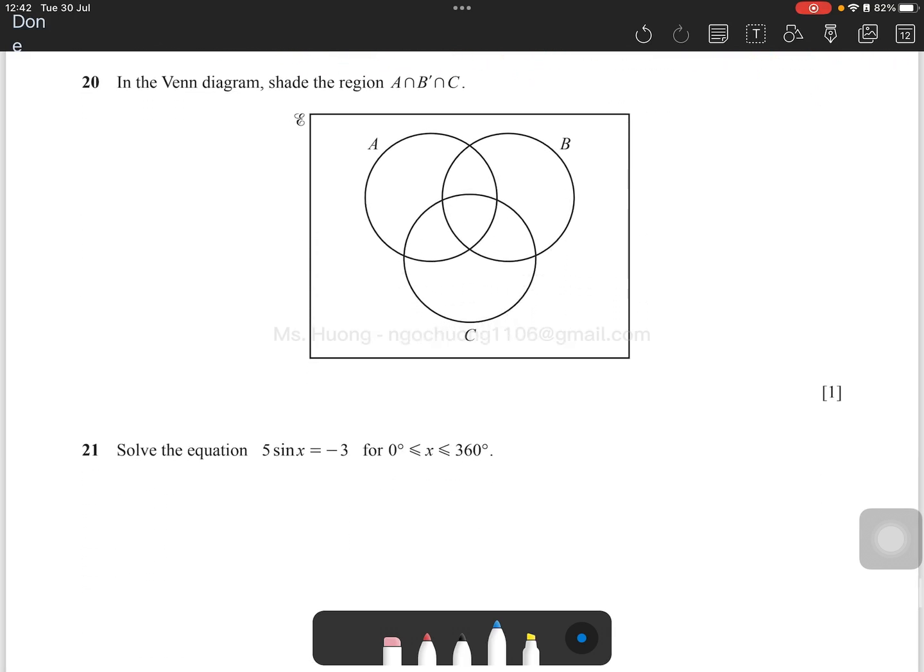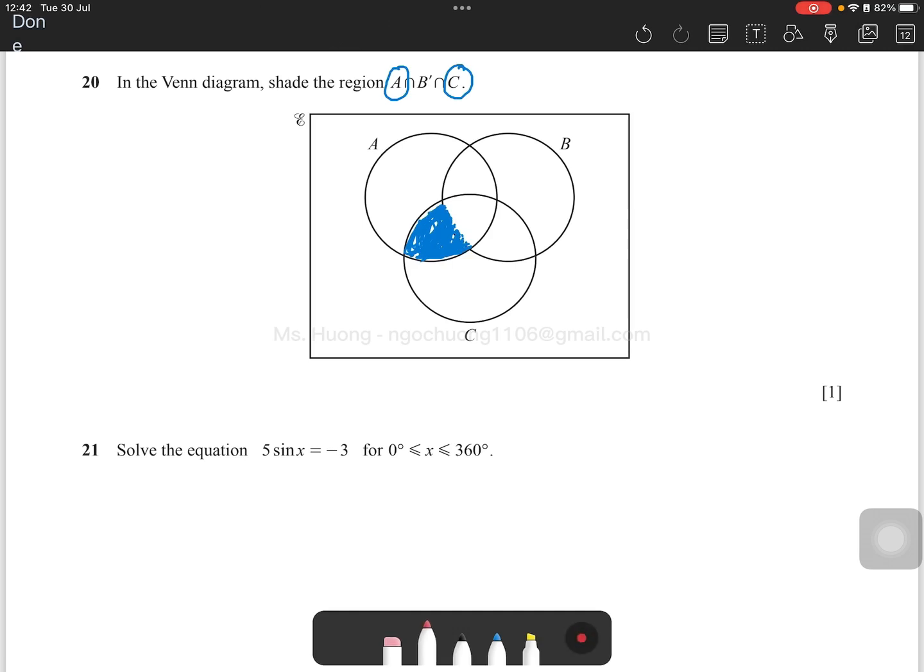Question 20. In the Venn diagram, shade the region A intersection not B intersection C. You know that A intersection C is this one. Then if we want not B, then we just remove the part in B. So now I'll remove the section in B. So the answer is like this.